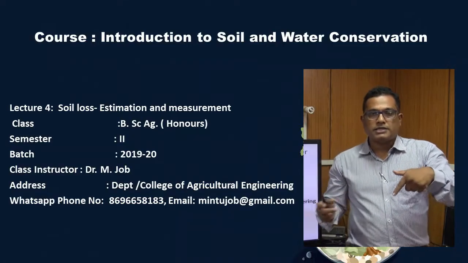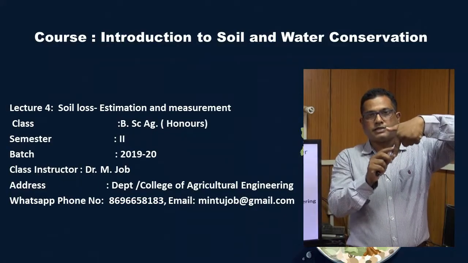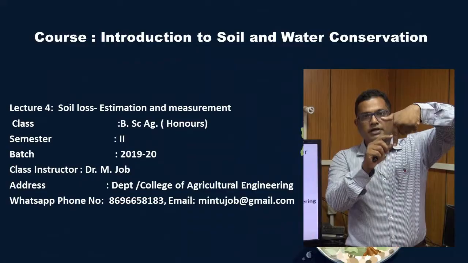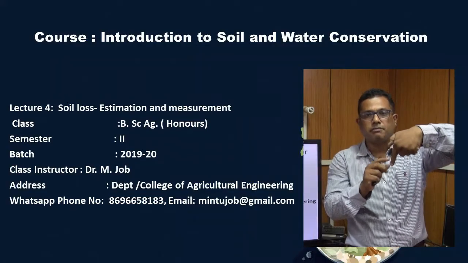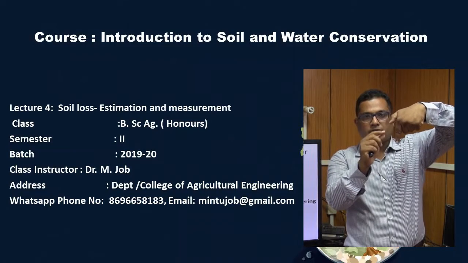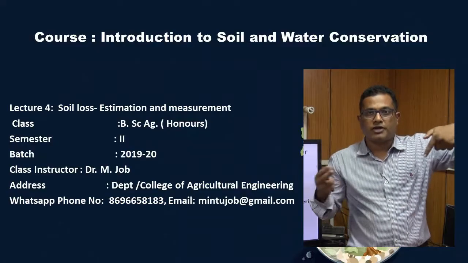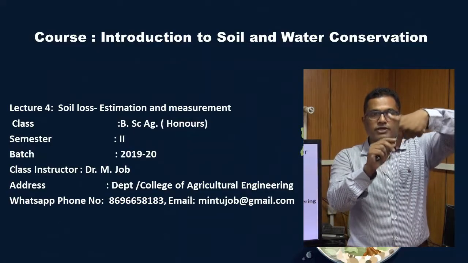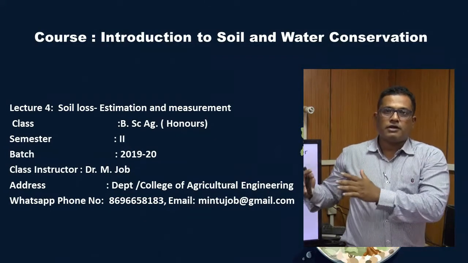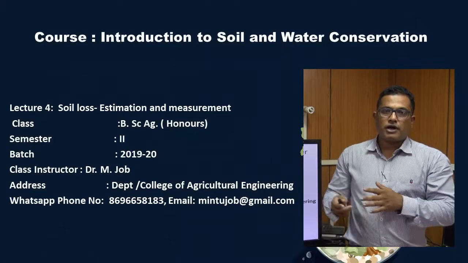Maybe after 10 years, come again and measure. If there is a change in the soil profile, if frequent erosion is taking place, the soil surface will come down, maybe 1 centimeter or 2 centimeters, over a long period of 5, 10, 15, 20 years. So if this is 1 centimeter, we can convert the soil loss in terms of tons per hectare. How do we convert it?